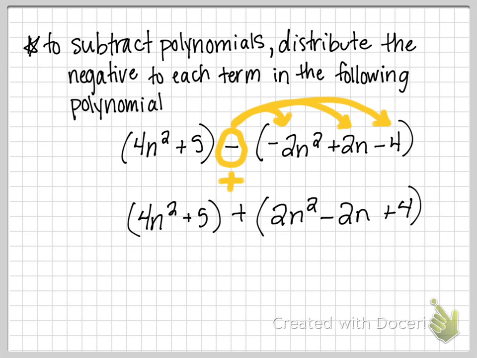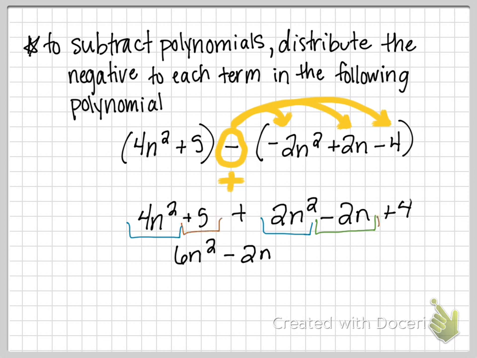And so now we can just basically remove our parentheses and combine like terms like we were doing yesterday. Okay? Start with the n squared terms. 4n squared plus 2n squared is 6n squared. Now it's plus. Once we distribute, it becomes plus. There's only one n term, which is negative 2n, so we just bring that down. Minus 2n. And then we add our constants. 5 plus 4 gives us positive 9.